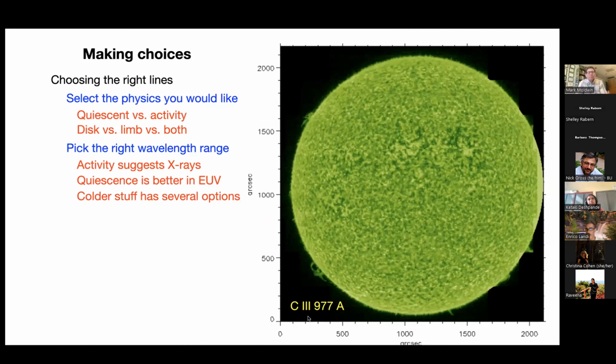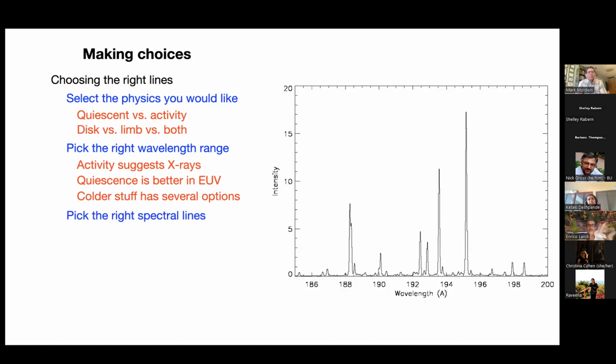Once I select the wavelength range, let's say I want to look in the extreme ultraviolet, I have to pick the spectral lines. For example, this is a spectrum between 185 and 200 angstroms in the extreme ultraviolet, observed by the ISO spectrometer. And you have several lines in this spectrum. Which one would I like to observe?